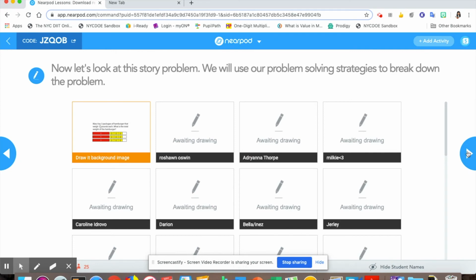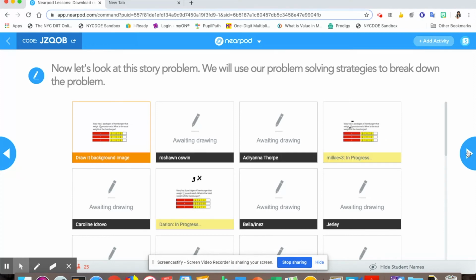So it's okay if you still feel confused by it or if it's still a little bit tricky, but we've gotten a lot better at it, all right? So now we have a word problem. Remember, when we have a story problem, we're going to use our problem-solving strategies. And we're going to read this problem 3 times.